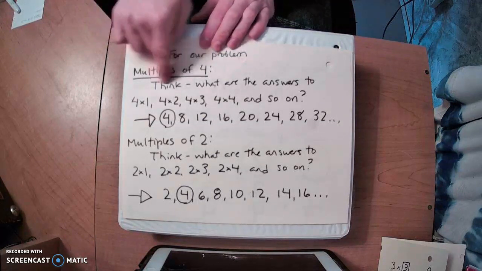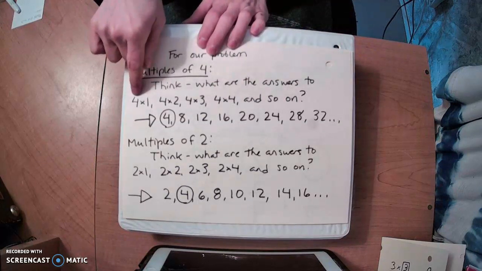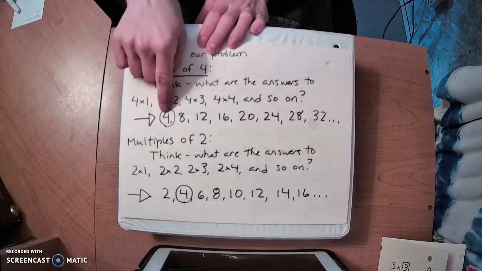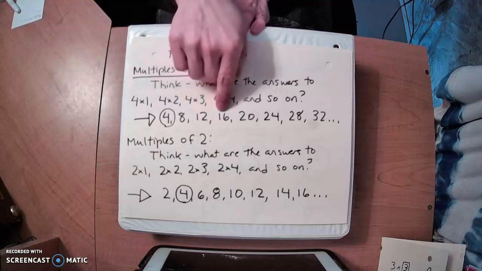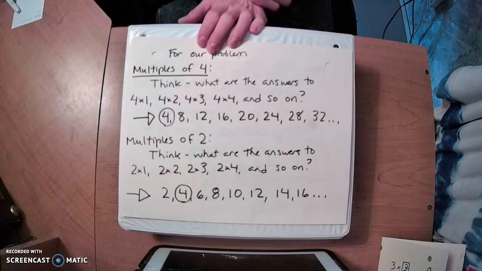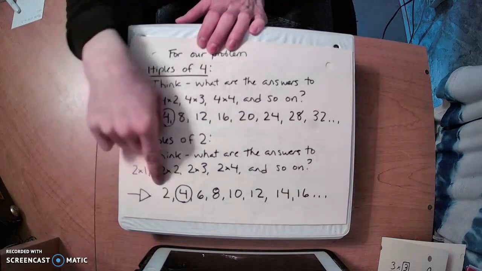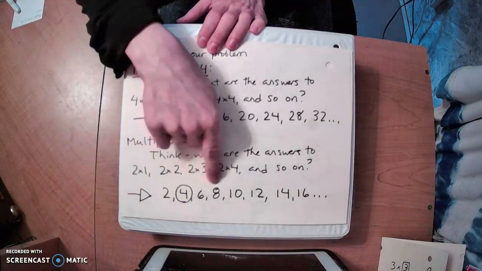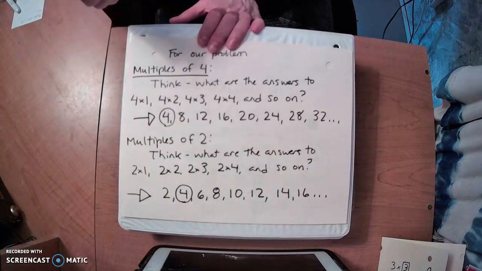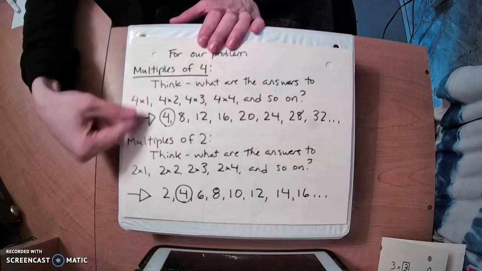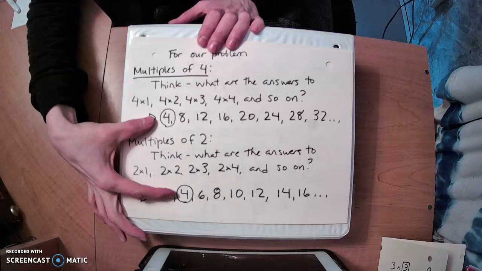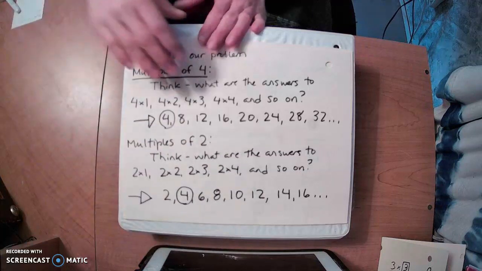Multiples of 4. Think, what are the answers to 4 times 1, 4 times 2, 4 times 3, and so on? Well, 4, 8, 12, 16, 20, 24, 28, and so on. Our multiples of 2 are going to be 2, 4, 6, 8, 10, 12, and so on. The smallest number that is on both of these skip counting lists is 4. Therefore, our least common multiple is 4.